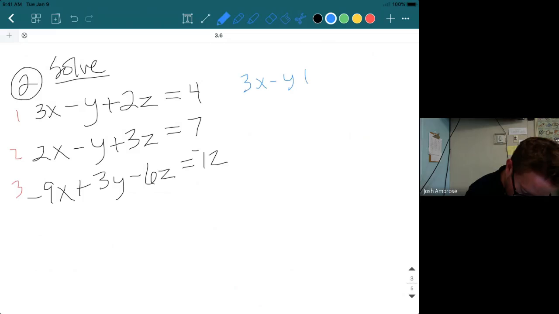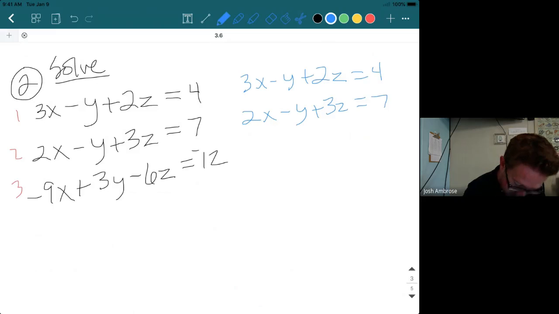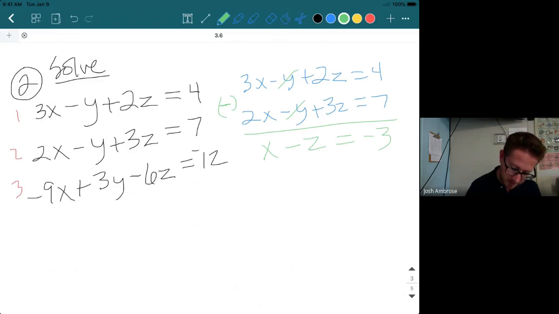3x minus y plus 2z equals 4. 2x minus y plus 3z equals 7. How am I going to eliminate it when it's the same variable? Or sorry, the same sign? I use subtraction. All right, so then we get x, the y's are eliminated, minus z equals -3. Okay, so now what I have is my brand new equation 4.